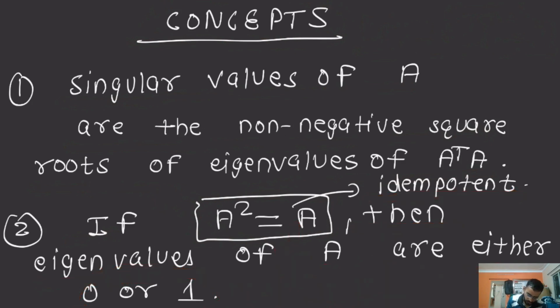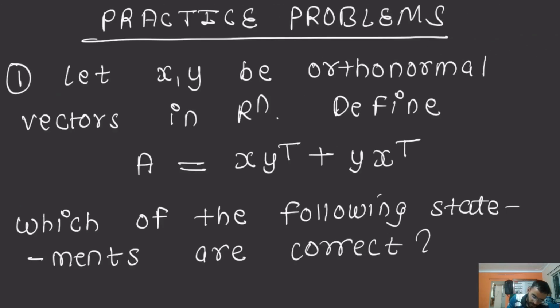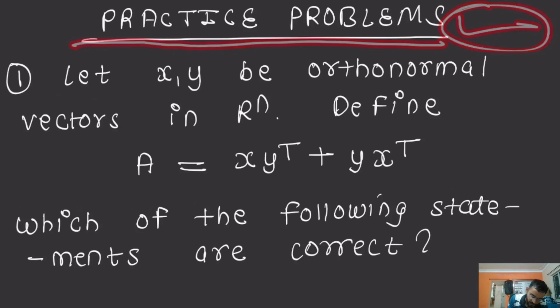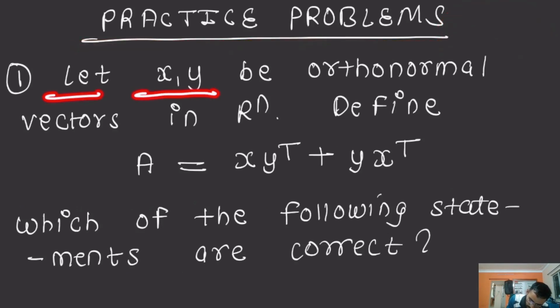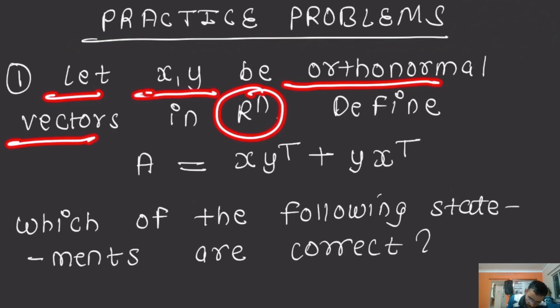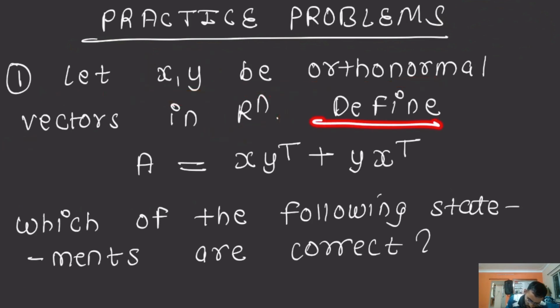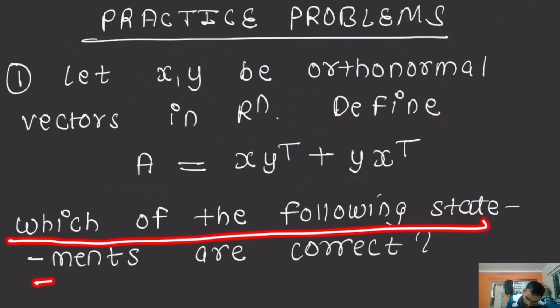Okay, this is fine. Now coming to some practice problems. The first one is: let x, y be orthonormal vectors in R^n. Both belong to R^n, and we define the matrix A such that A = x y transpose + y x transpose. We need to find which of the following statements are correct.